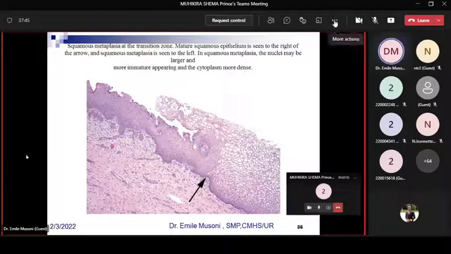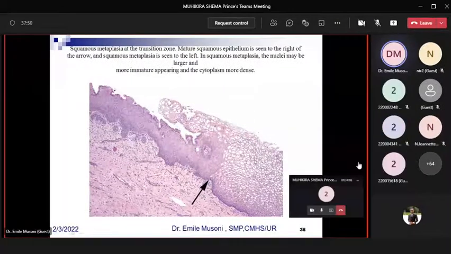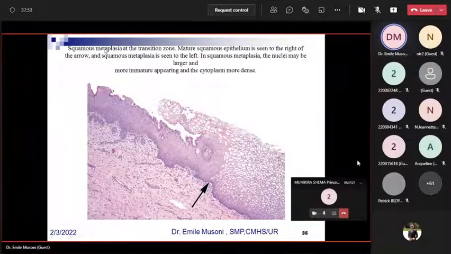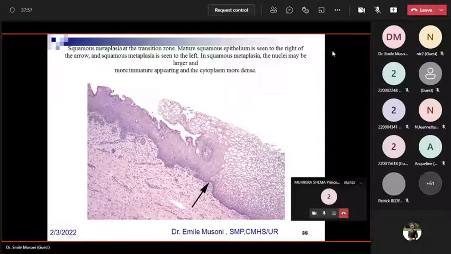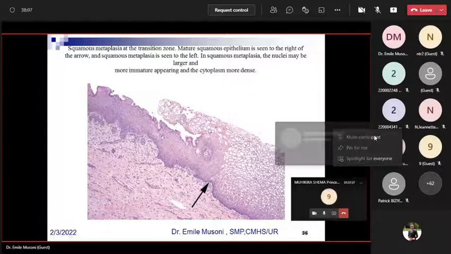This is an image of the normal cervix. Sorry, not normal cervix. This one is the normal, but here it is a squamous metaplasia. In this one, it is a transitional zone. Normally it should be columnar, but as you see, there is a change, starting to look like squamous. We have seen it in general pathology.